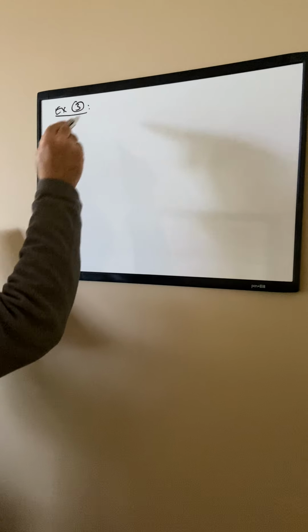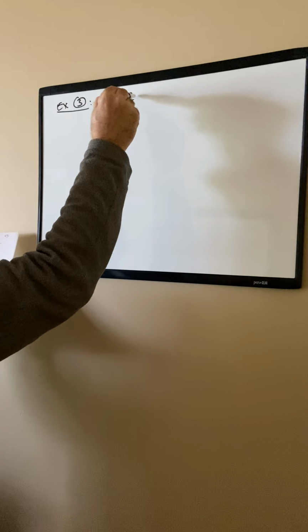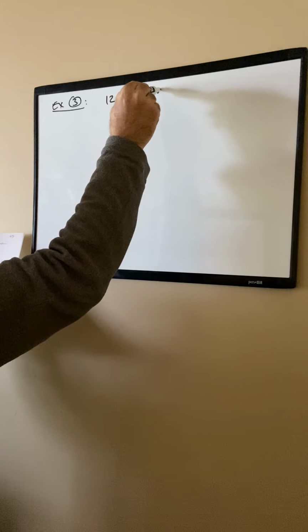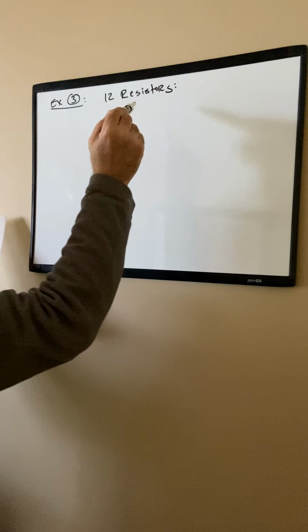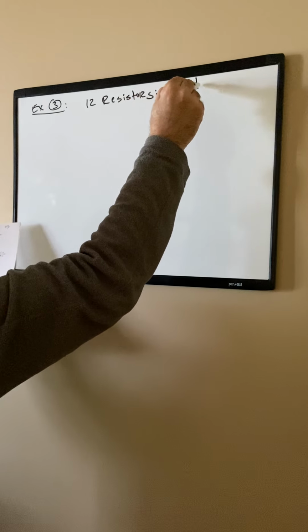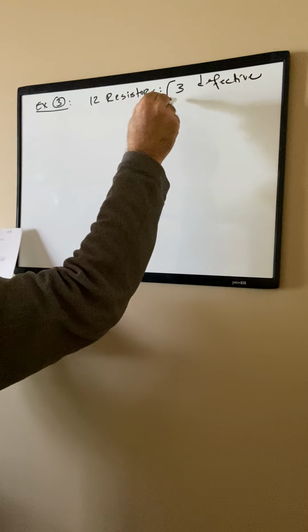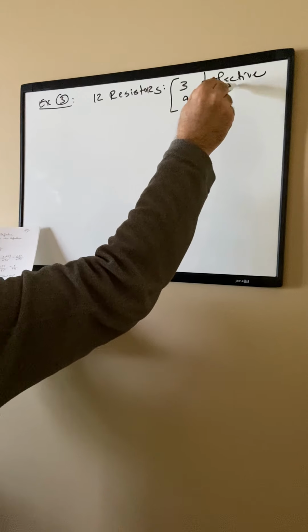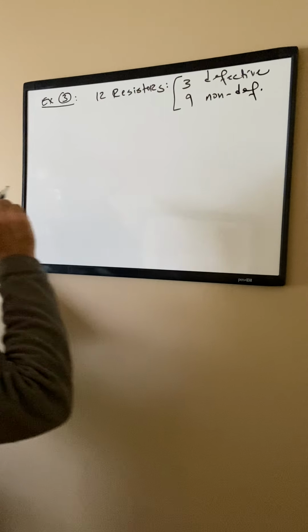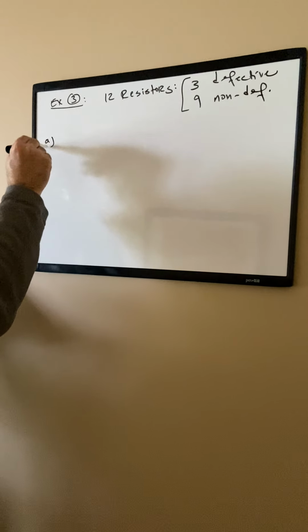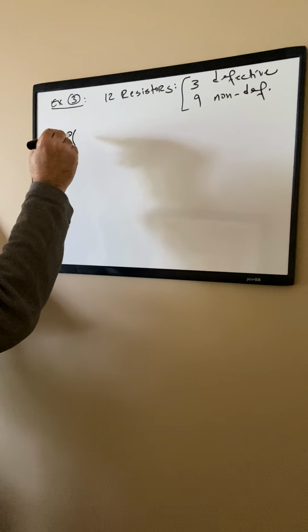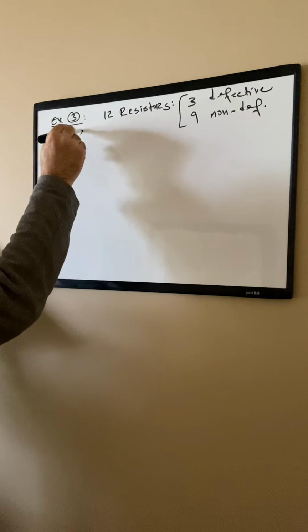Example number 3, we are given 12 resistors, and they're telling us that 3 of which are defective. That means 9 of those are going to be non-defective. Part A, the question is, what's the probability if we're going to, first off, select 4?